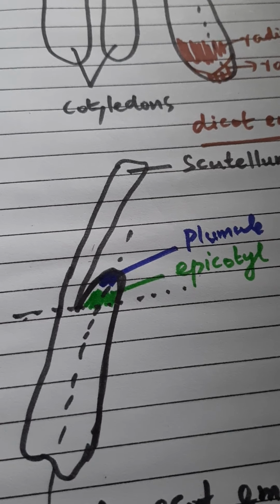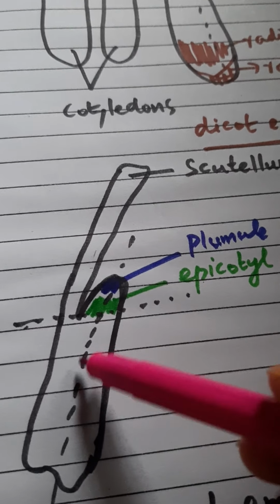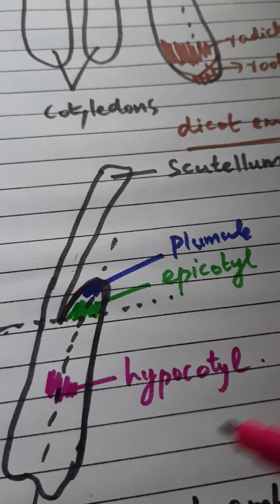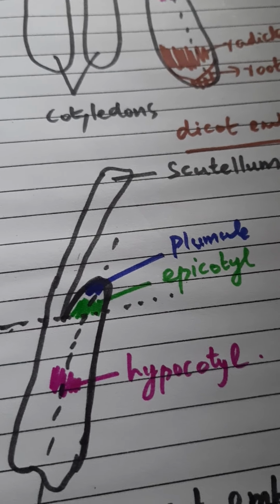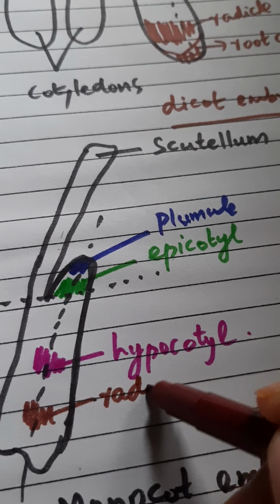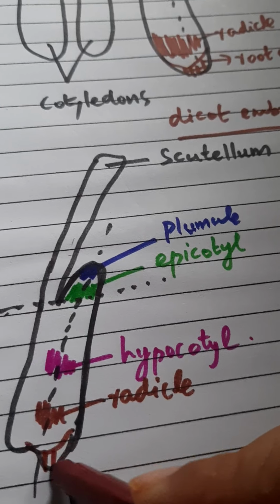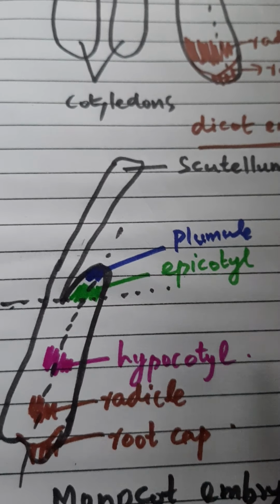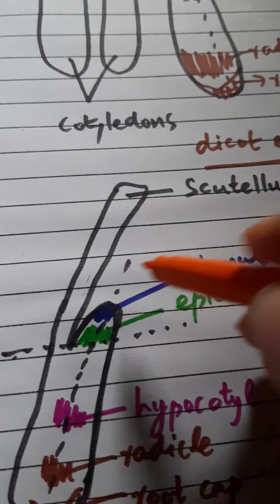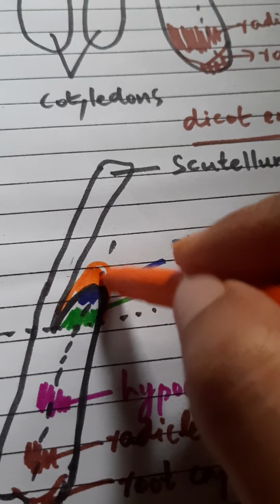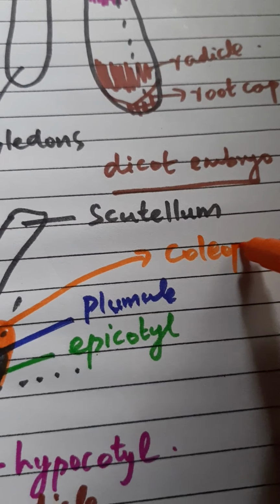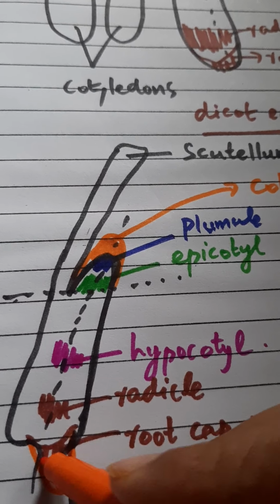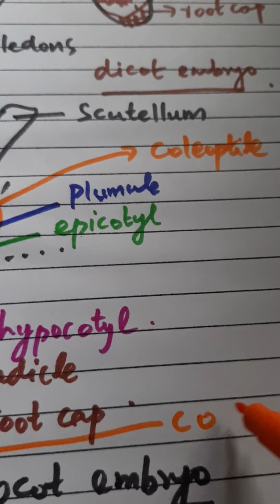The part of the embryonal axis below the level of attachment of cotyledon, that is here, this area is called hypocotyle. Hypocotyle will develop to form the stem of the plant. Hypocotyle terminates to form the radicle, and radicle is enclosed with root cap. In addition to plumule as well as root cap, in case of monocot embryos, the plumule is covered by a sheath which is called coleoptile. Similarly, the radicle is also covered with a sheath which is called coleorhiza.